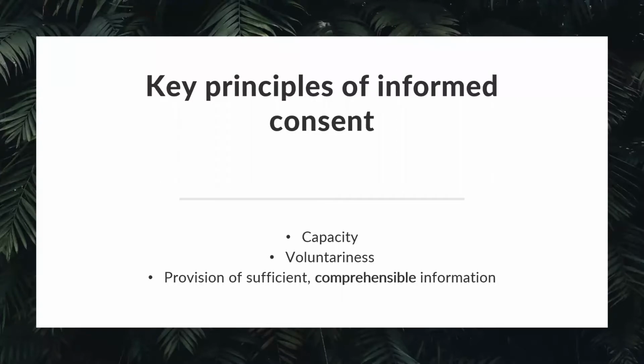So just a reminder of some of the key principles of informed consent. Someone needs to have capacity to give consent. They need to be doing so voluntarily. And crucially, they need to have been provided with sufficient comprehensible information. And it's that comprehensible aspect of the informed consent process that I'm focusing on in this study.